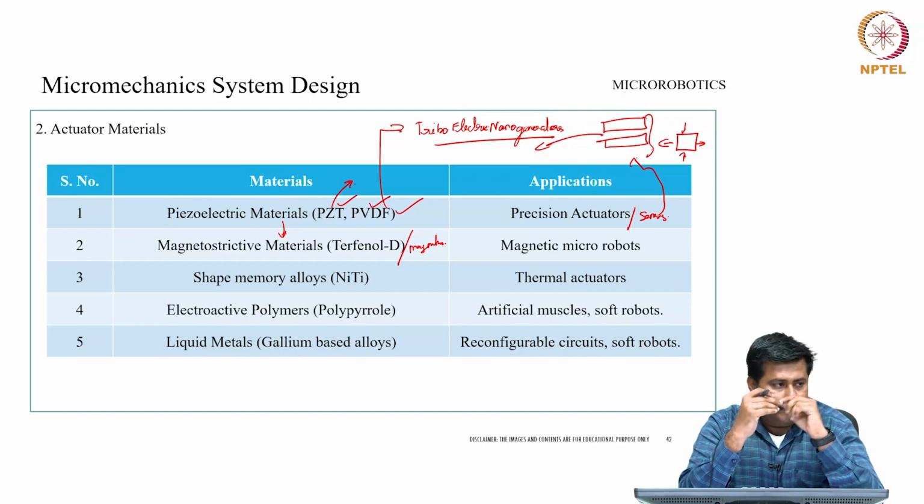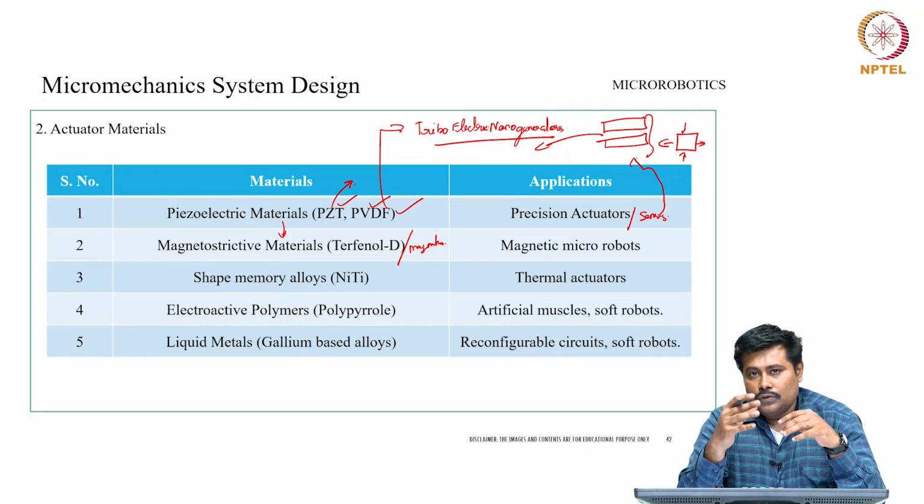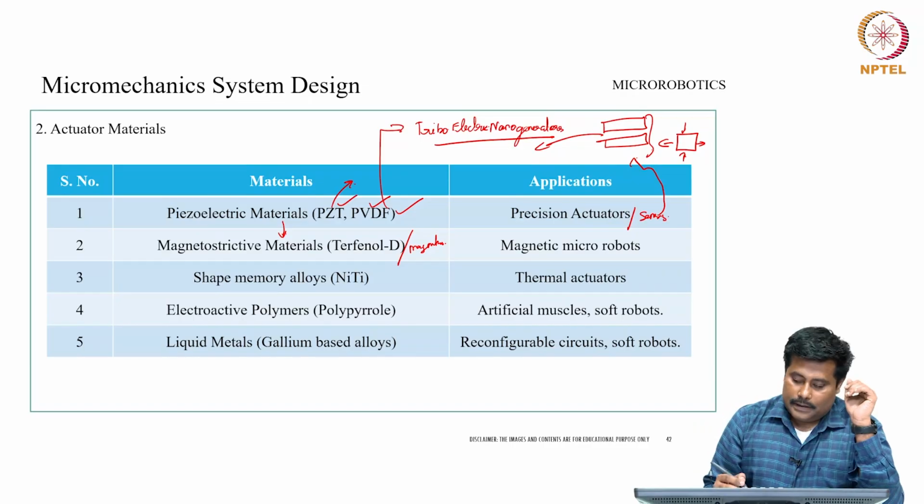Neodymium based magnets, paramagnetic magnets, and ferromagnetic magnets are also available. These paramagnetic and ferromagnetic magnets can be efficiently used for actuation related applications.